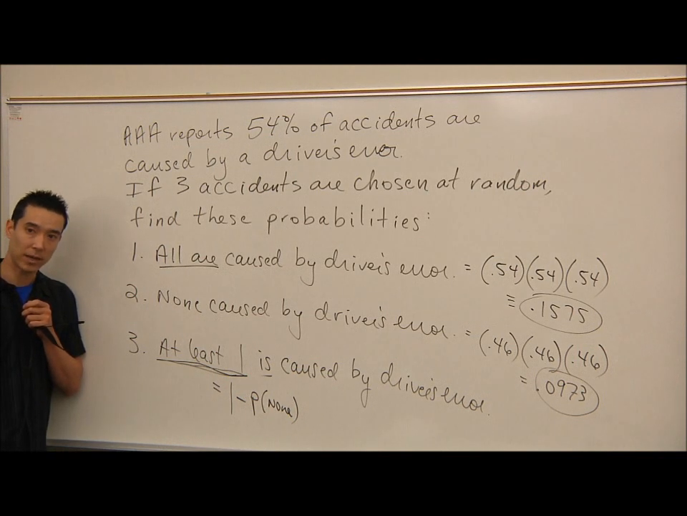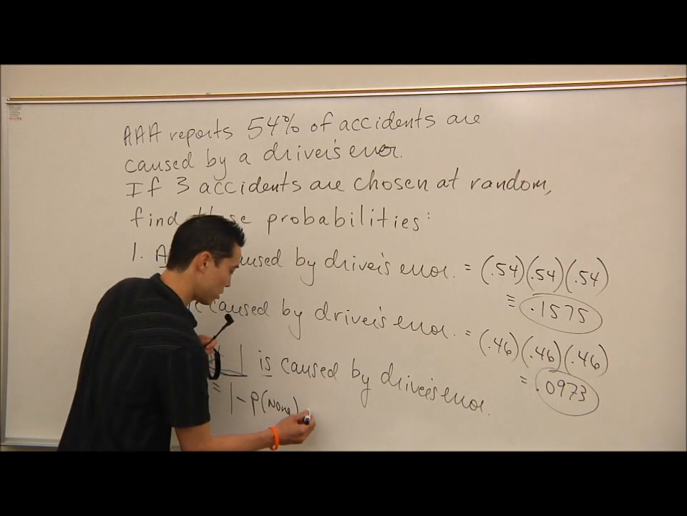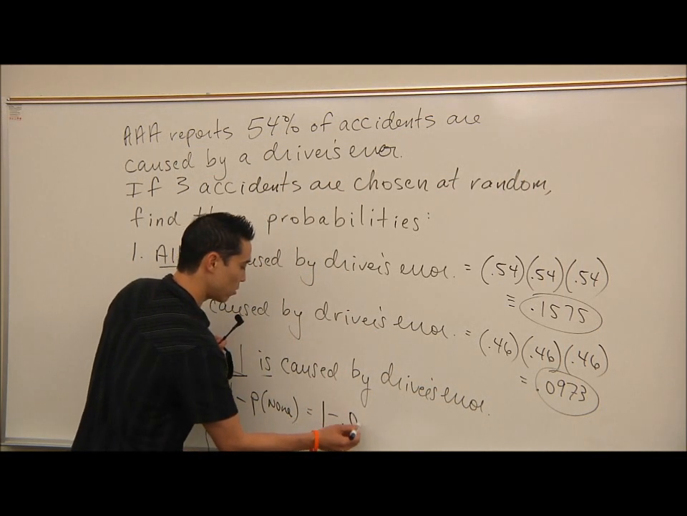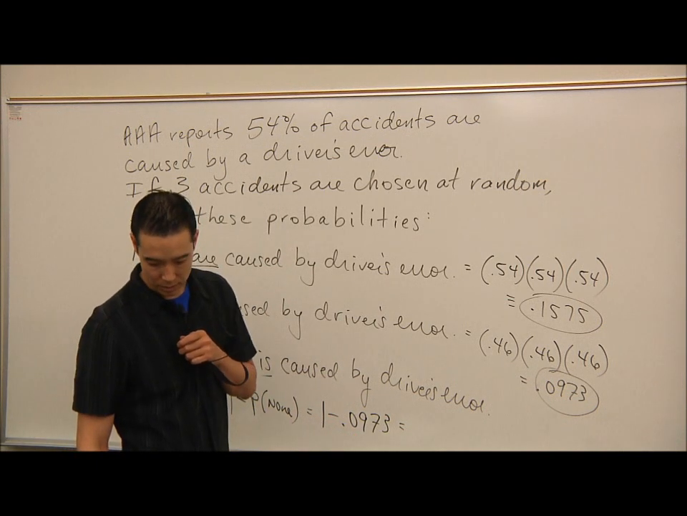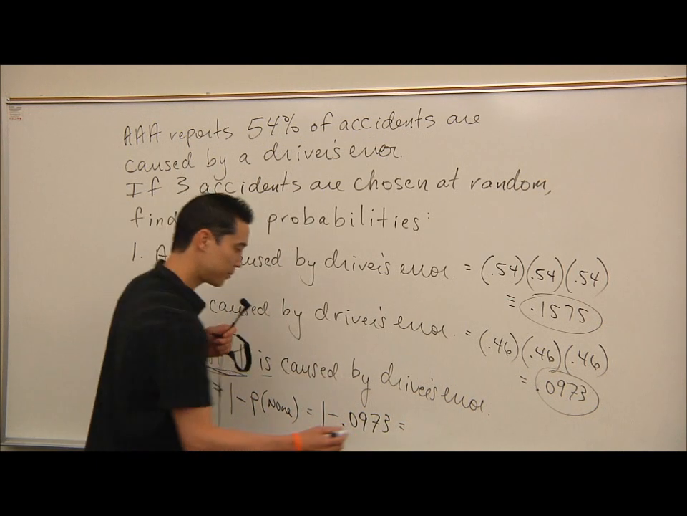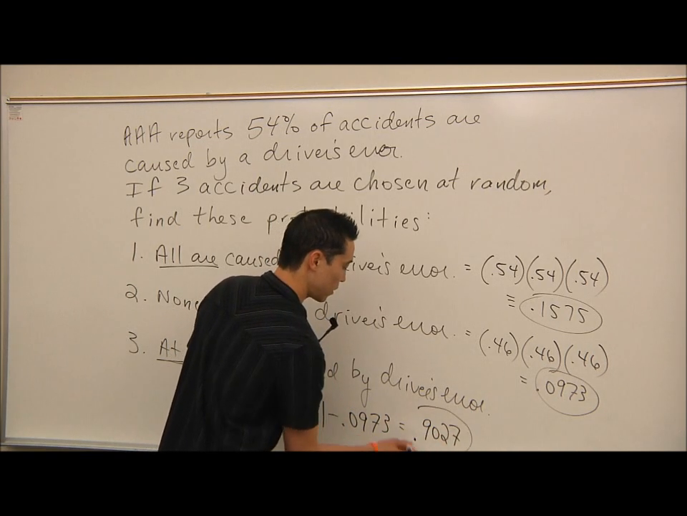So to solve this problem, I need to find the probability of none. Well, guess what? We just did that in problem two, right? We solved none. None is approximately 0.0973. So we're going to do 1 minus 0.0973. And let's see, what does that come out to? Approximately 0.9027. Okay.